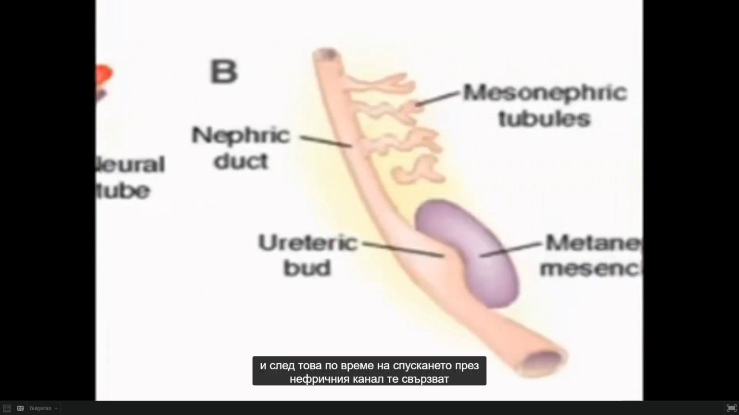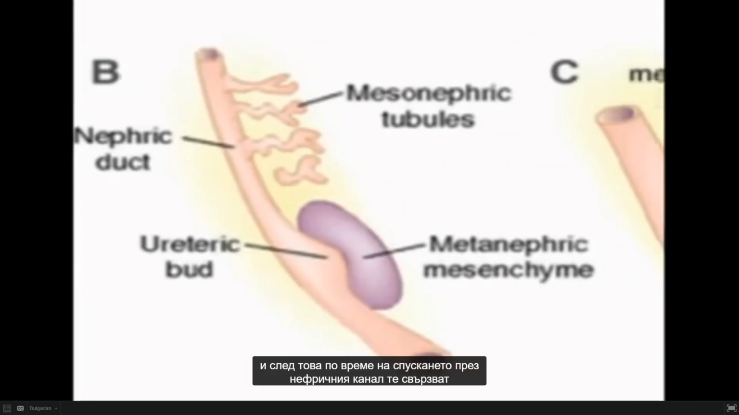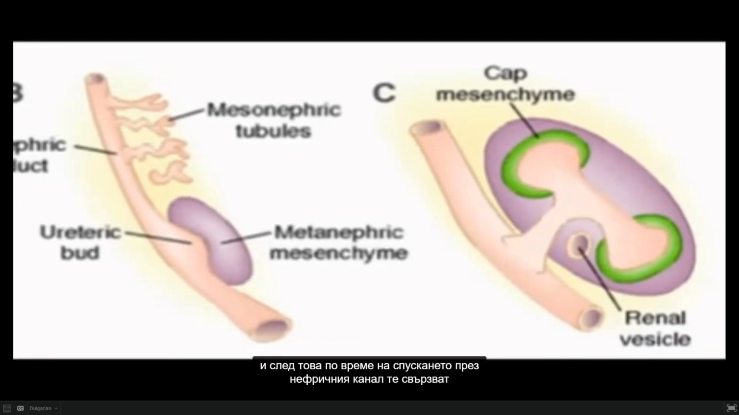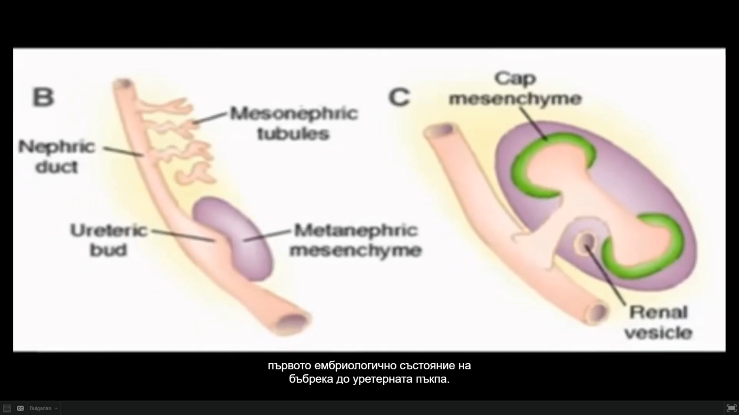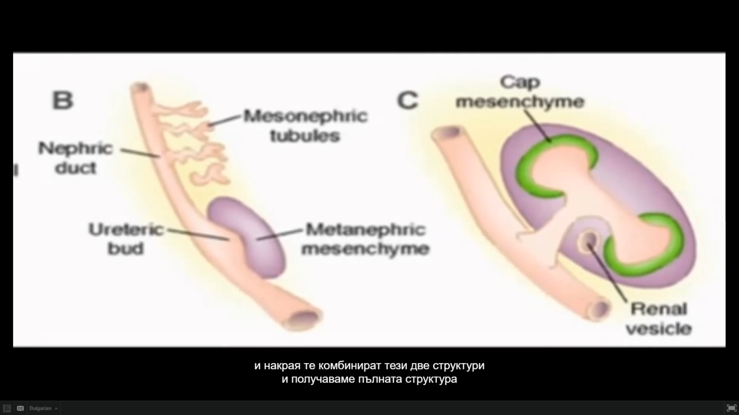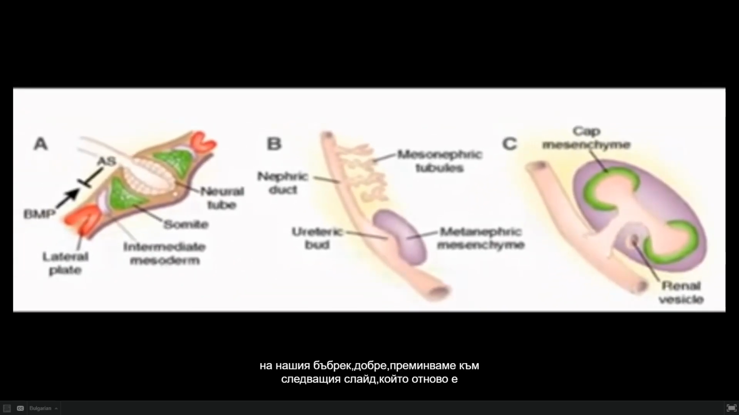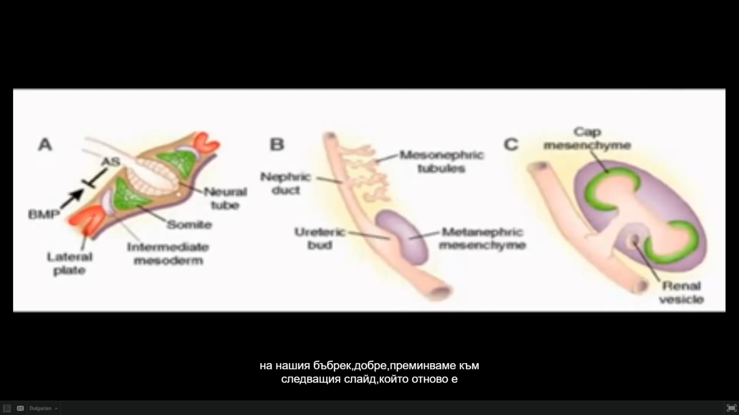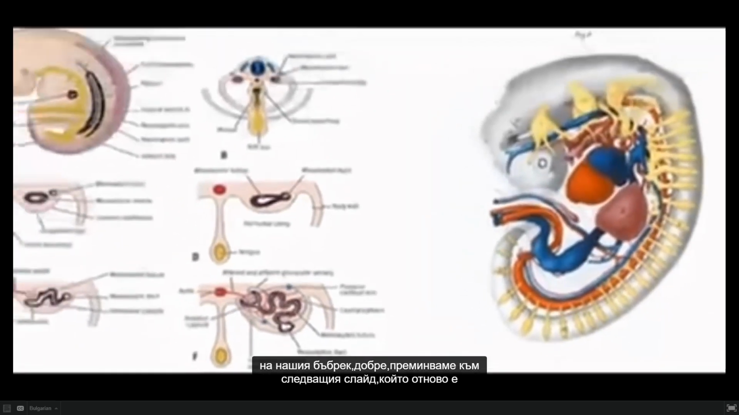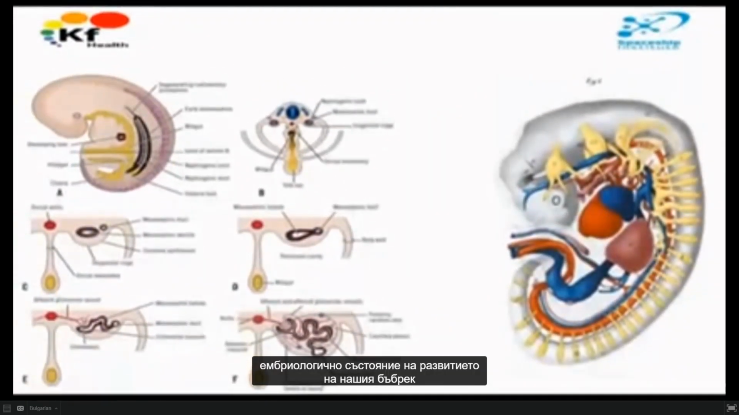Then during the descending through the nephritic duct, they connect the first embryology state of the kidney to the ureteric bud, and finally they combine these two structures and we get the complete structure of our kidney. Okay, then we go to the next slide. The next slide is again the embryology state of development of our kidney.